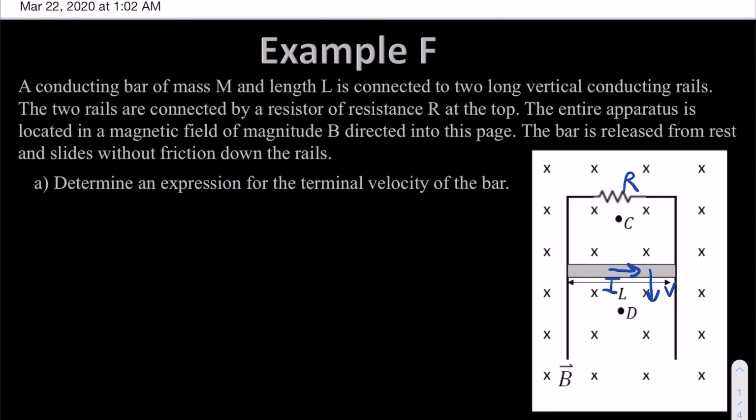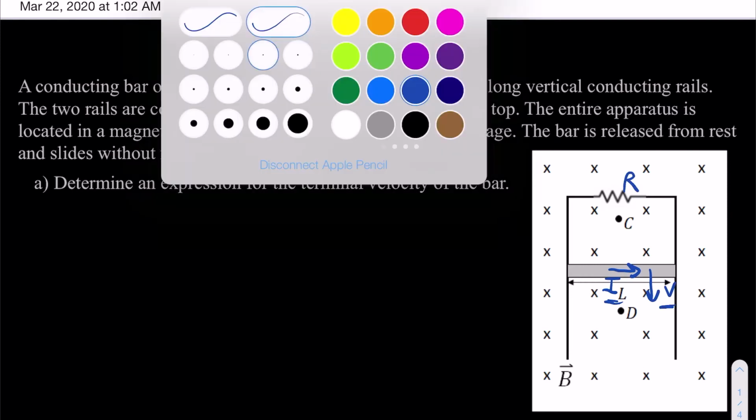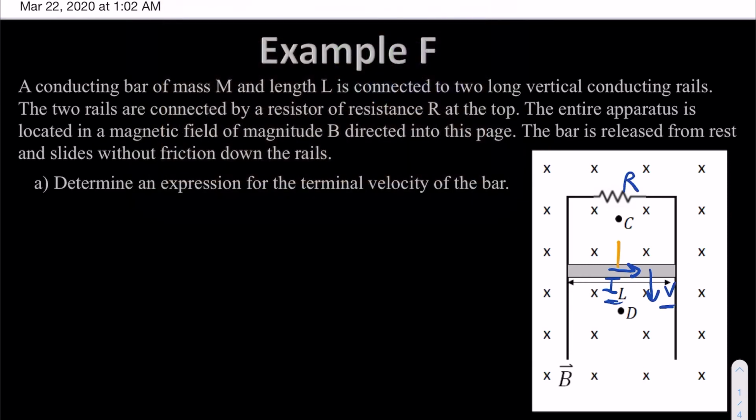Now, we had charge moving down because the bar is moving down, but now we also have charge moving right. So you have to apply the right-hand rule again, because now you can put your thumb to the right, since there's charge moving to the right, fingers still into the page. Now you're going to get a magnetic force upwards, and that's going to be a resisting force as it goes downwards.